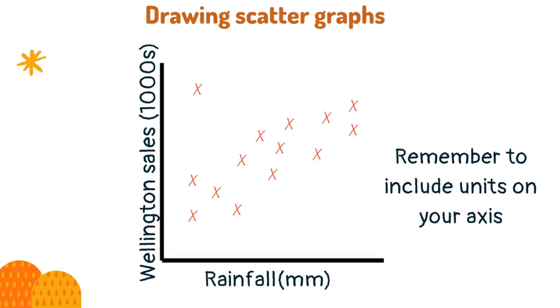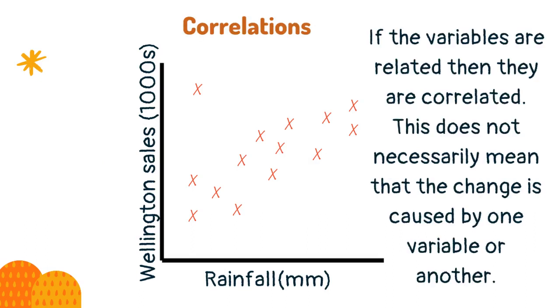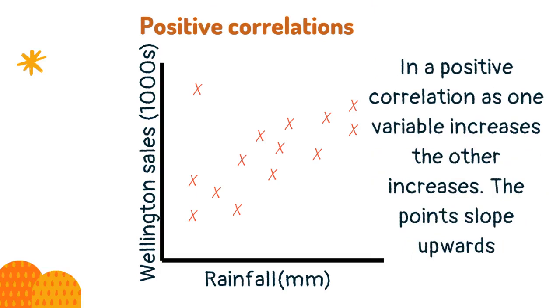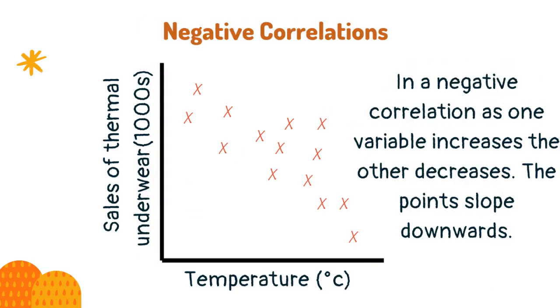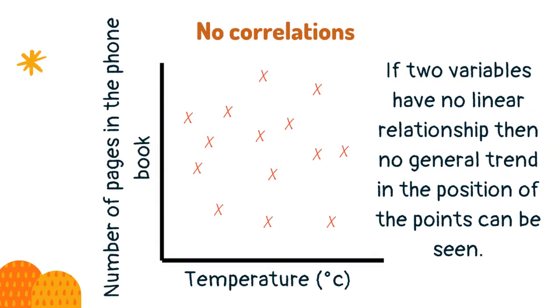When drawing a scatter graph, make sure that you label your graphs. If the variables are related, then they are correlated. This does not necessarily mean that the change is caused by one variable or another. In a negative correlation, as one variable increases, the other decreases. The points slope downwards.